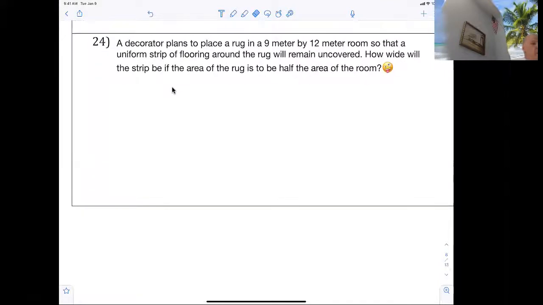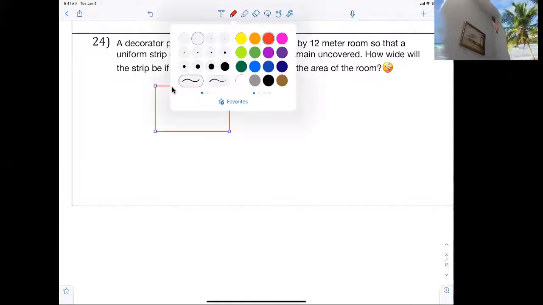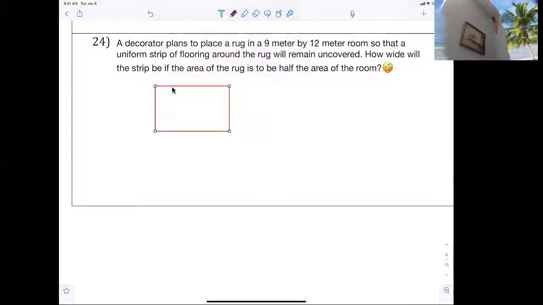Now it says a decorator plans to place a rug in a 9-meter by 12-meter room. I understand this is hard, but I can draw a 9-meter by 12-meter room. I feel like everybody should be able to do that. So here's my room. I'm going to put 9 meters here and 12 meters here. Why would I do that? Because 12 is bigger than 9, and it looks right.